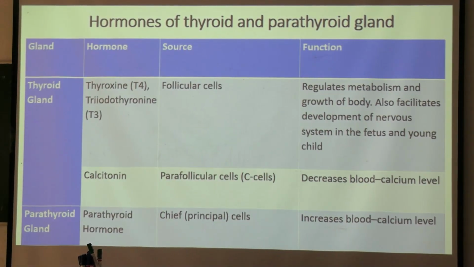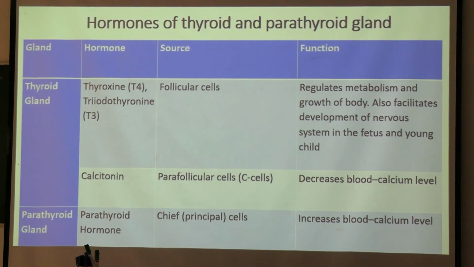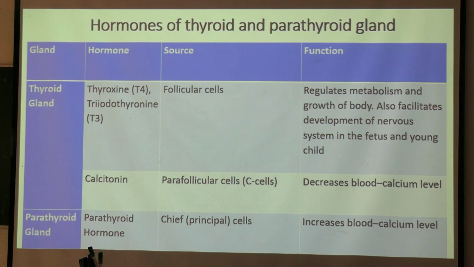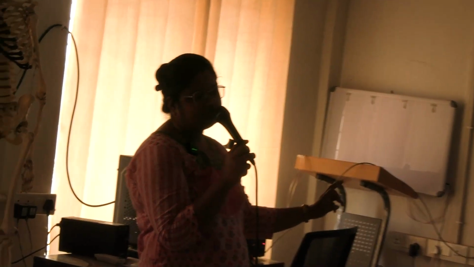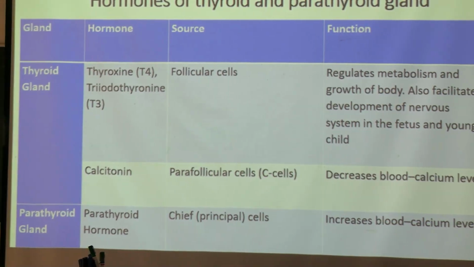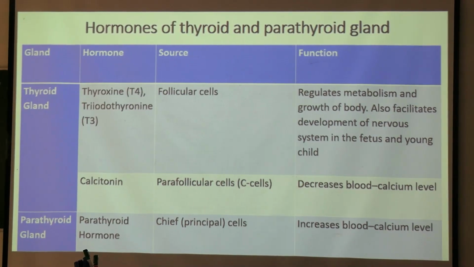Next, we go to parathyroid gland. They secrete the parathyroid hormone, secreted by the chief cells or principal cells, and that increases the blood calcium level. So together, calcitonin and parathormone control the balance of body calcium level. One decreases calcium level, calcitonin, and parathormone increases calcium level. Okay, understood? So this chart you remember very carefully: secreted by which cells, which hormone, and their functions.